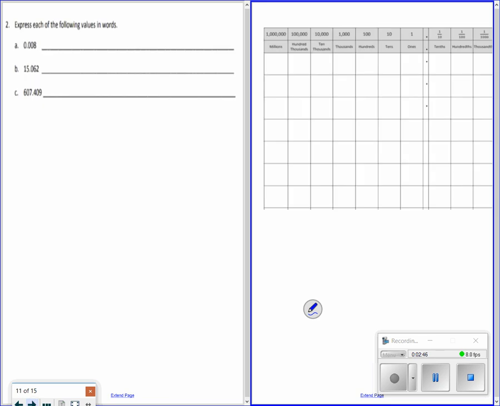Express each of the following values in words. So I have my decimal, I have a 0, I have a 0, and I have an 8. So I have no numbers, I have an 8. Look up, I'm in the thousandths. So how do you say that one? 8 thousandths.